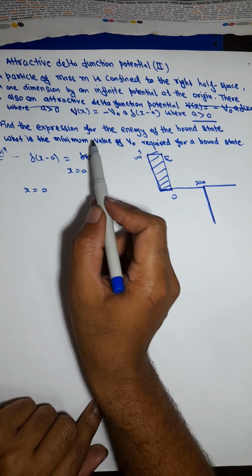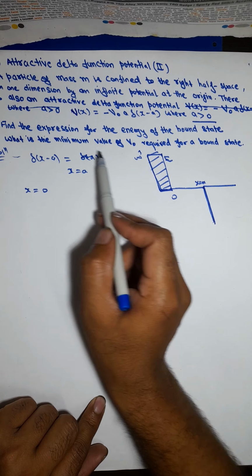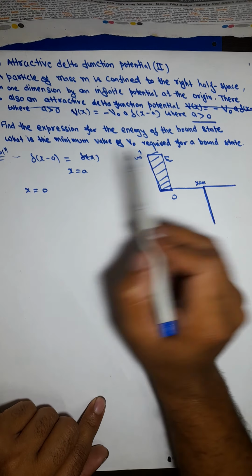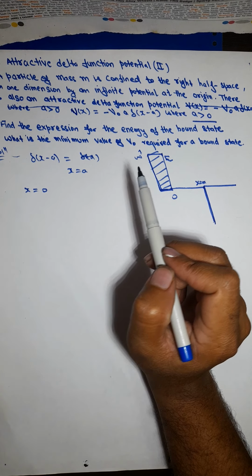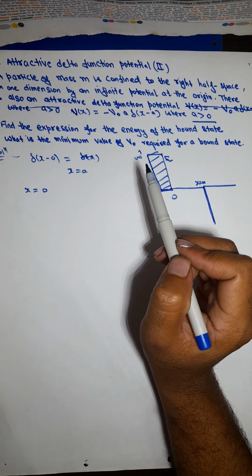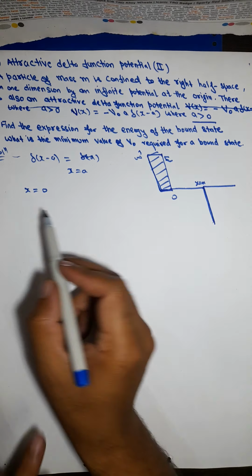So find the expression for the energy of the bound state, first one, and second one, what is the minimum value of V0 required for a bound state? So the solution goes: in order to construct the wave functions for the bound state, we first evaluate some properties. It must vanish at x equal to 0.